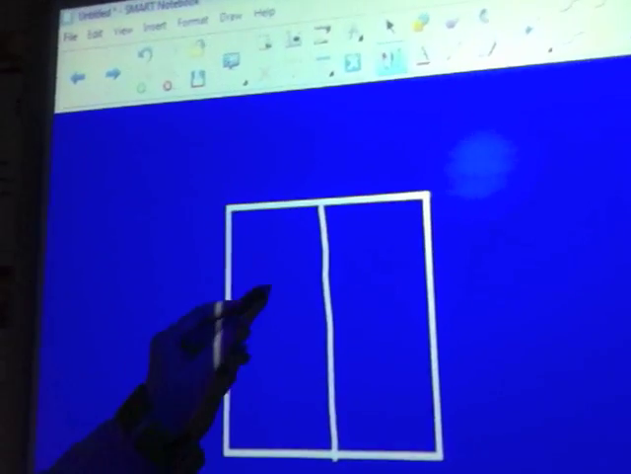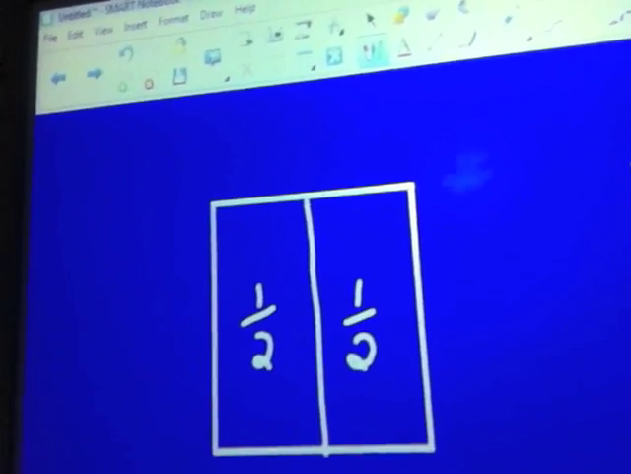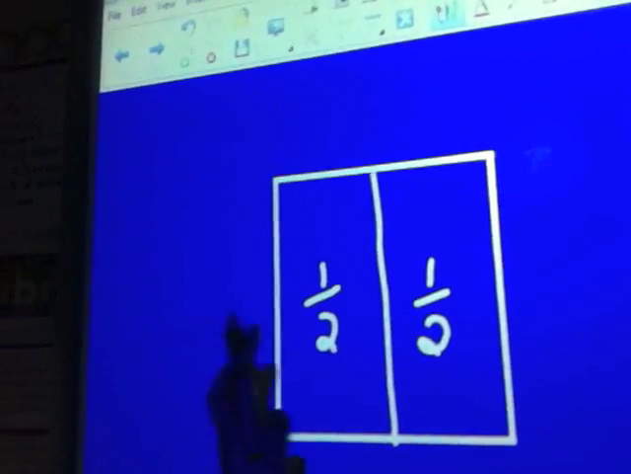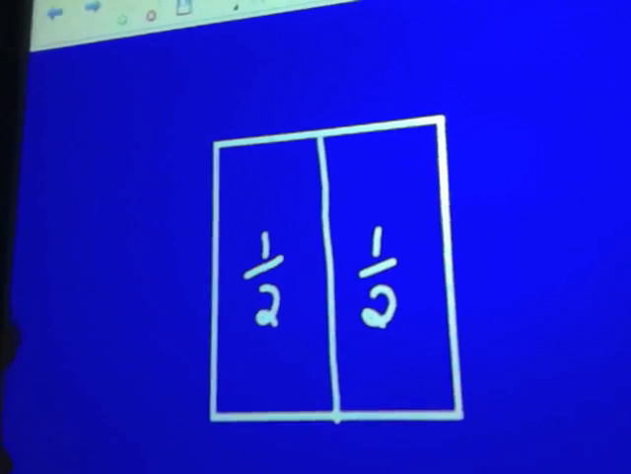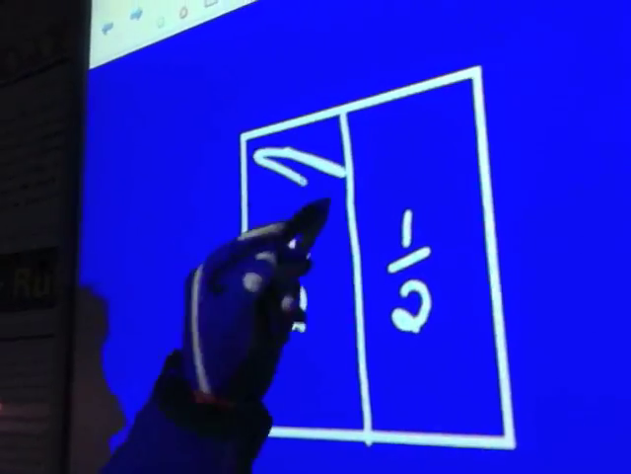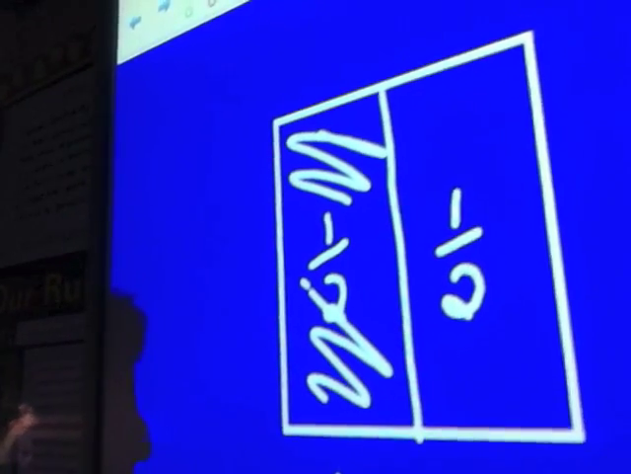So now I have 1/2 on this side and 1/2 on this side. 1/2 plus 1/2 is 1 whole, the entire box. Now, if I were just to shade 1/2 of the box, this half, that represents 1/2.